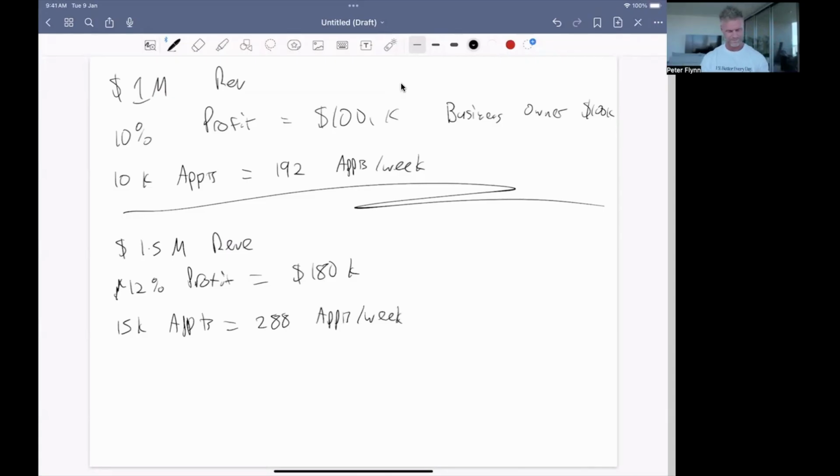In this example, you can see where we're going with this at the moment. Now, this isn't taking into account any of the other efficiencies that could happen, but let's assume in this example that the business owner is going to be doing less. So they're going to be going from consulting more to consulting less.